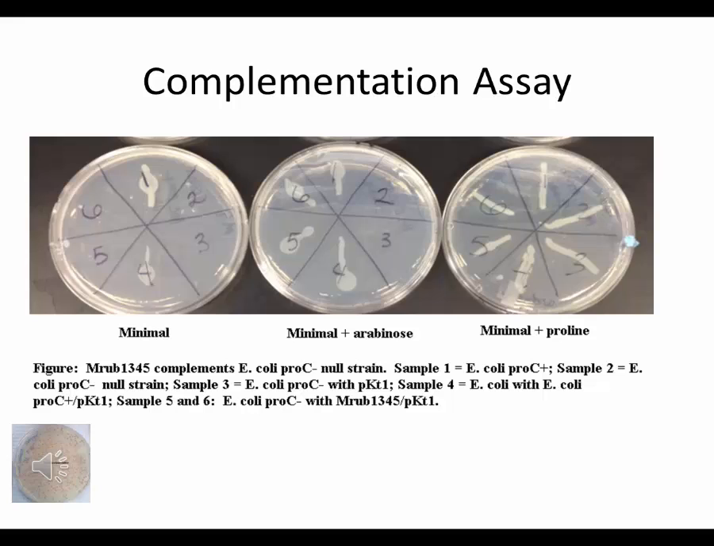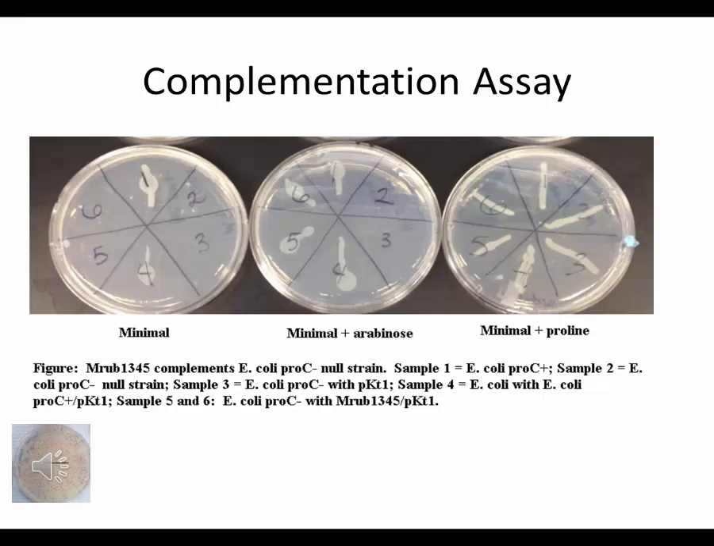So as we look at these plates, on the left, the minimal plate, we see both the E. coli wild type and the E. coli null strain that has the E. coli ProC+ clone have grown. Apparently there is a sufficient basal level of ProC gene expression from the E. coli ProC pKT1 clone to allow for growth on minimal.